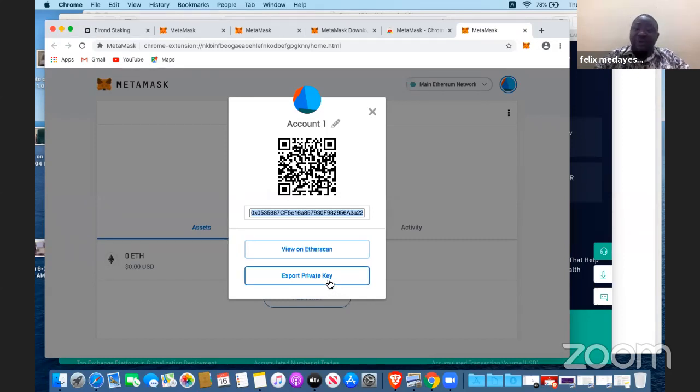If I click this now, it's going to show you my private key, but I'm not going to click it. But sometimes when you click, if you have created a password, it's going to ask you for your password before showing the private keys. So you write it down.